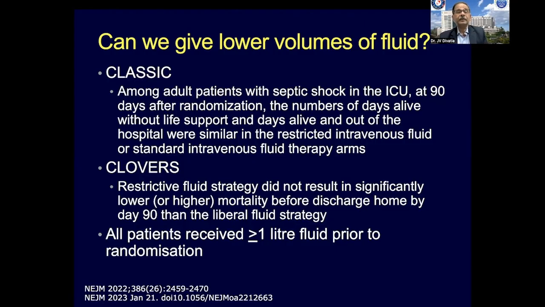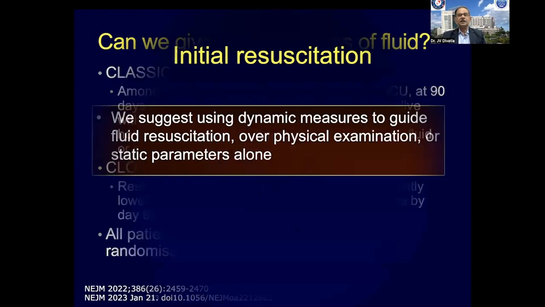And therefore, it would appear that you can actually use lower volumes of fluid in the hemodynamic optimization of these patients. However, it is worth noting that all these patients had received at least 1 liter of fluid prior to randomization, and in the CLASSIC study, it was almost 3 liters. So they had received a bit of fluid, the 30 mL per kilo bolus over 3 hours as recommended by the Surviving Sepsis Campaign guidelines. But after that, restricting fluids seems to be safe and effective. So there is some direction given by these studies.